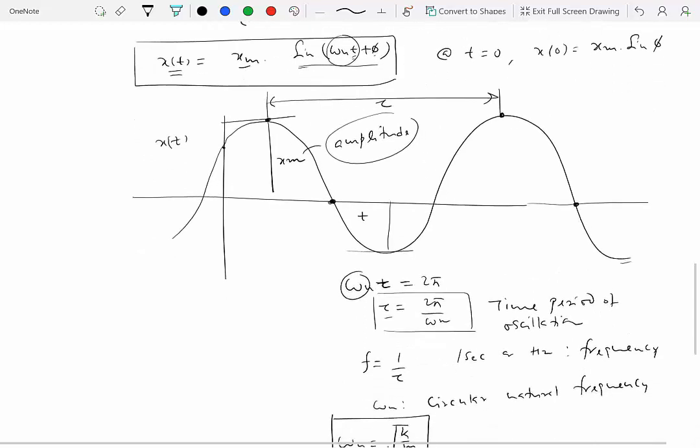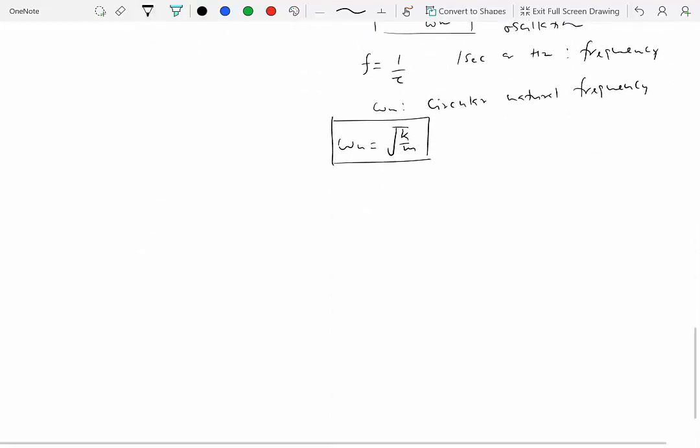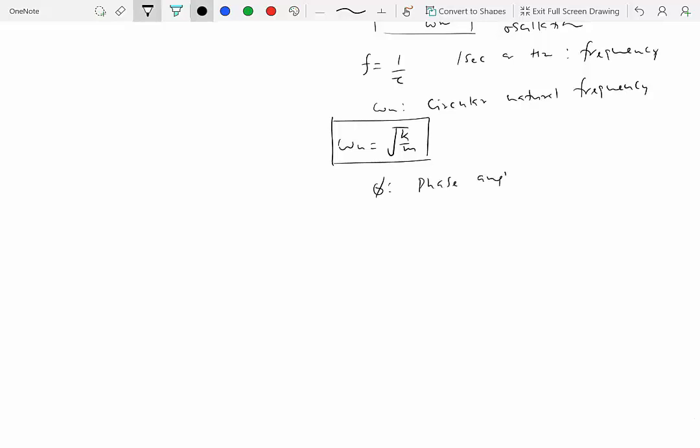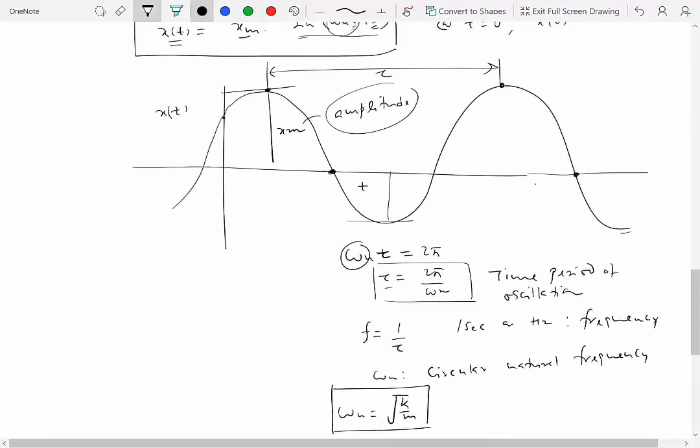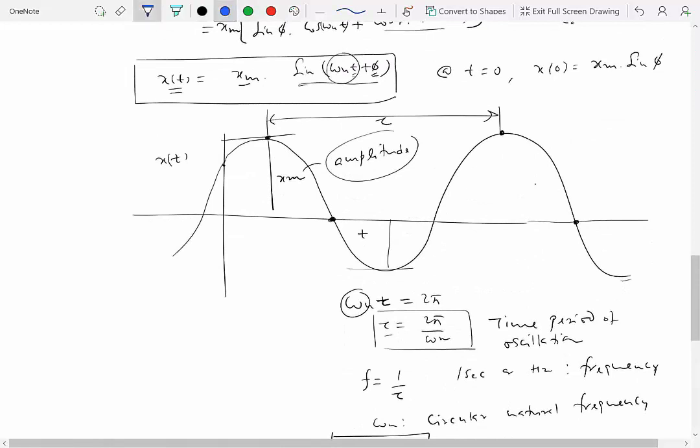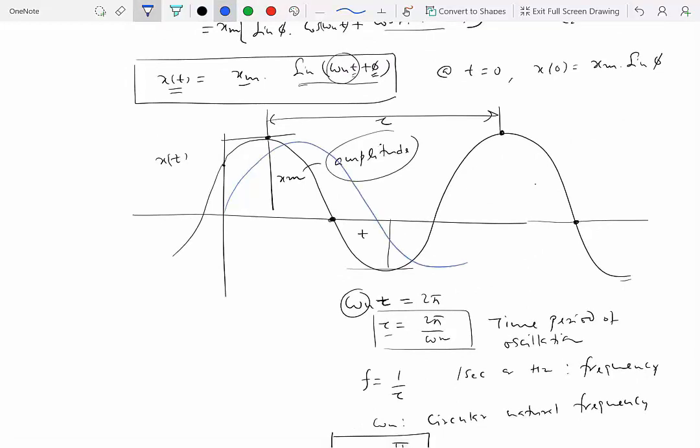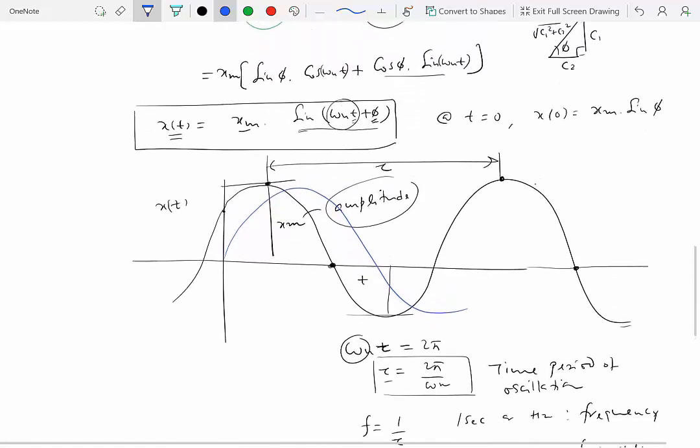Now phi over here is called the phase angle. If phi is zero, then we know that the sine curve would look something like this, right? It would look something like this if phi was 0. So this is a zero phase sine wave, and this other one is a non-zero phase sine wave.